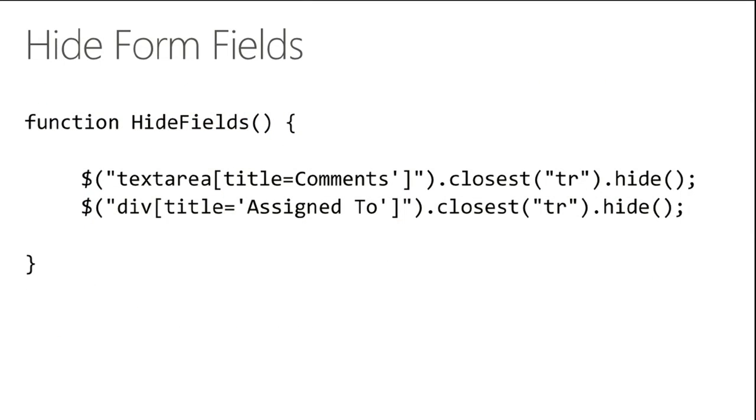Basically what we're doing is using jQuery to find that field, and there's a couple of different ways to do it. You can see for the comments field, I use text area, and for the assign to, I use a div. But what I'm doing is I'm finding that field that the data is in, and instead of changing just that data, I'm grabbing that whole row. So that's how I'm able to hide that entire row.